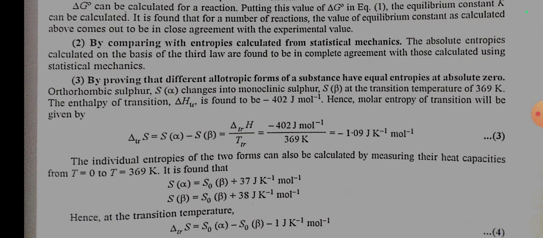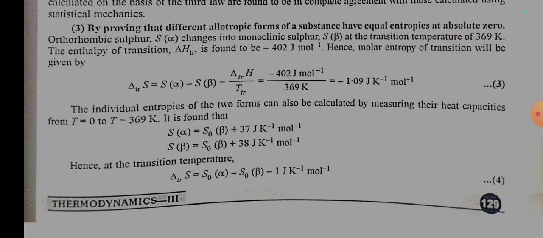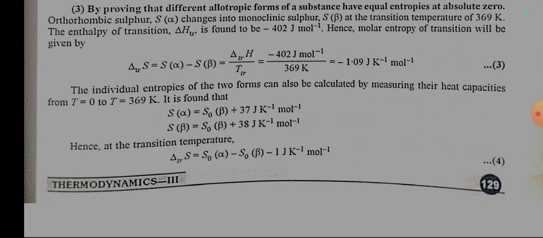Number 2. By comparing with entropies calculated from statistical mechanics, the absolute entropy calculated on the basis of the third law is found to be in complete agreement with those calculated using statistical mechanics. By proving that different allotropic forms of a substance have equal entropies at absolute zero: orthorhombic sulfur changes into monoclinic sulfur at the transition temperature of 369 Kelvin. The enthalpy of transition, delta H, is found to be minus 402 joule per mole. Hence, molar entropy of transition will be given by minus 1.09 joule per Kelvin per mole.